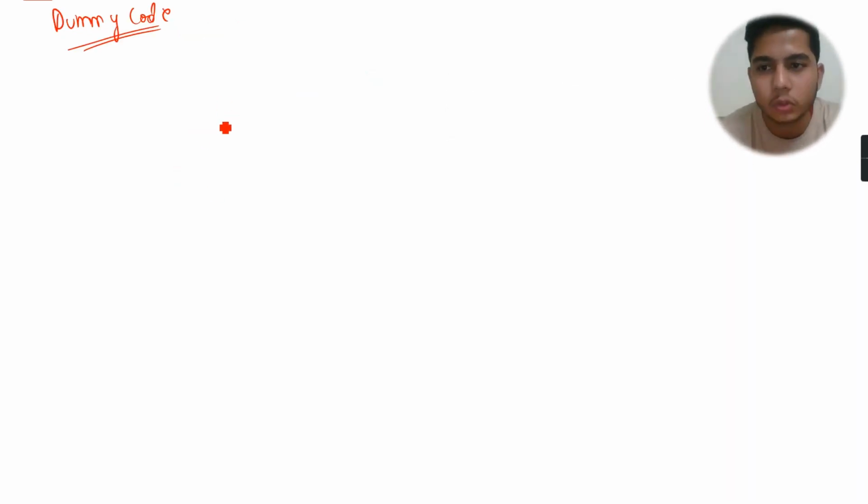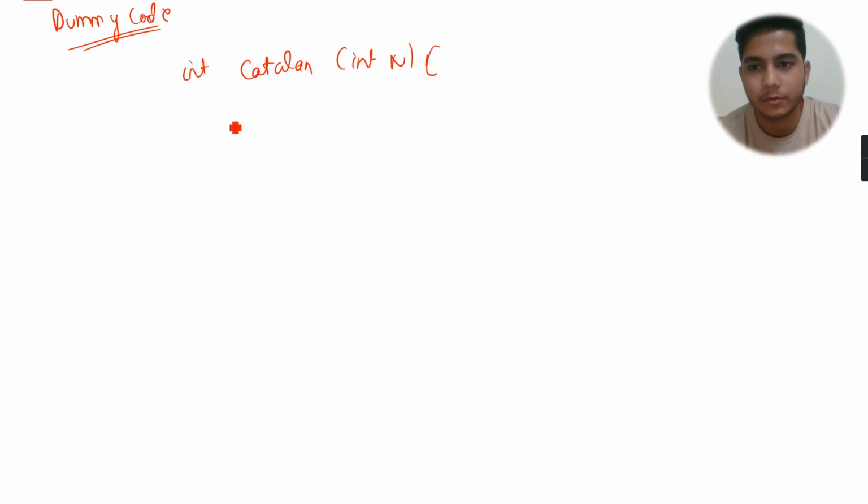So let's see how we can code it out. Suppose int Catalan, and I'm having int n. What you have to do is make a dp of n plus 1 size, and we initialize dp of 0 and dp of 1 to 1. We initialize with this condition.